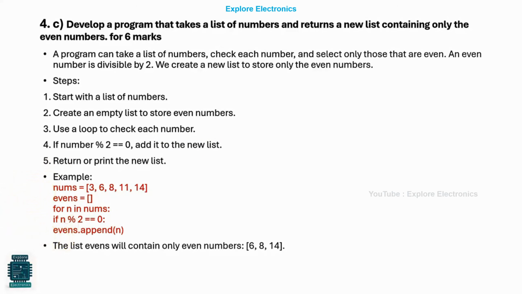evens.append. Here I am using the append function, which means it is added at the end of the list. Clear? This list evens will contain only even numbers, which is 6, 8 and 14. If you observe here, 6, 8 and 14 are the even numbers present and they are stored in evens. Clear with it? Next question.